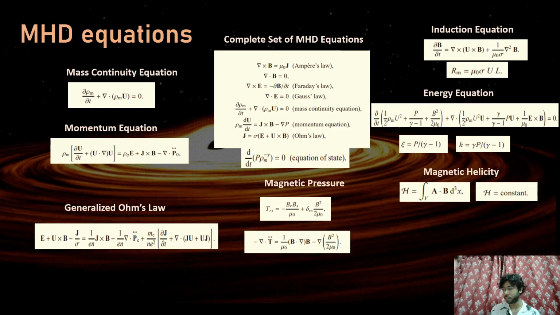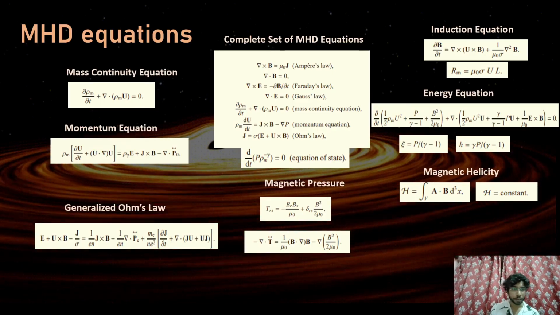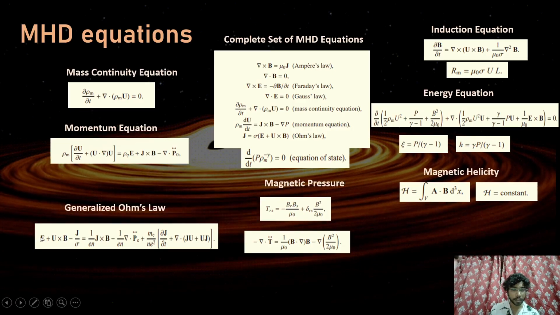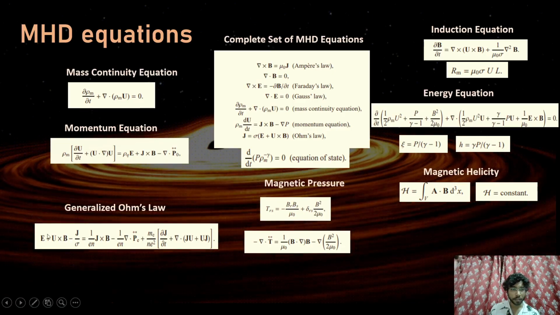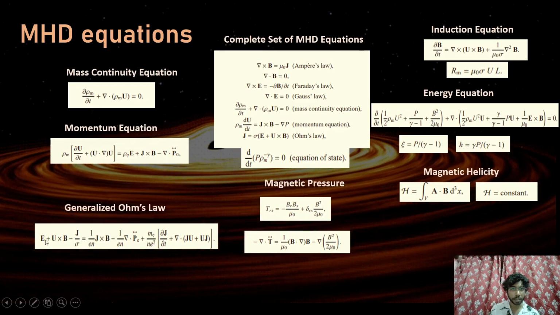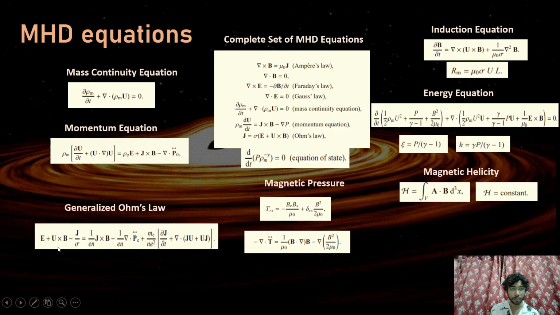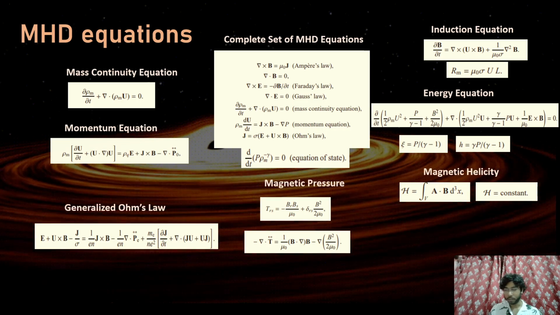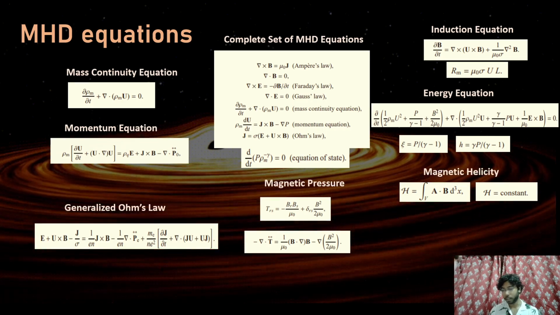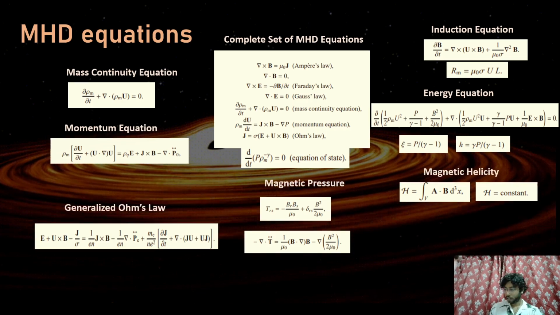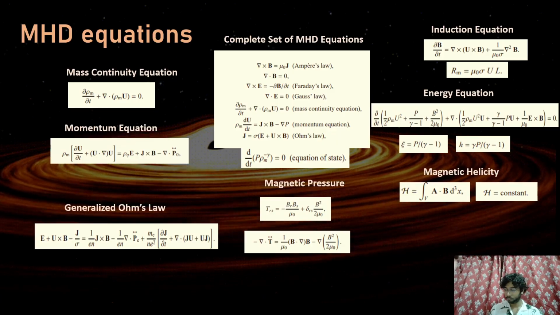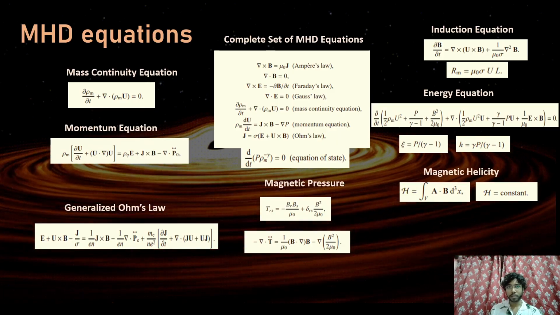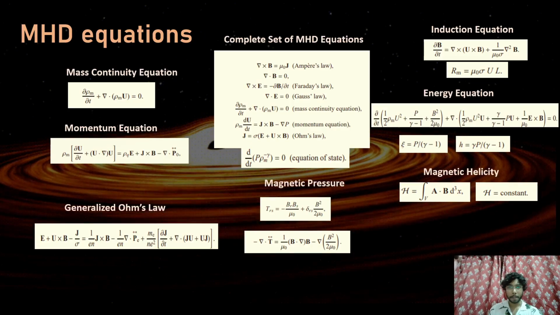So for ideal plasmas, 1 by sigma tends to zero. And if that tends to zero and we are just neglecting the right hand side, then the condition for ideal plasma reduces down to E plus U cross B equals zero. So for ideal plasma, E plus U cross B is zero, right? So that is the condition for ideal plasma.